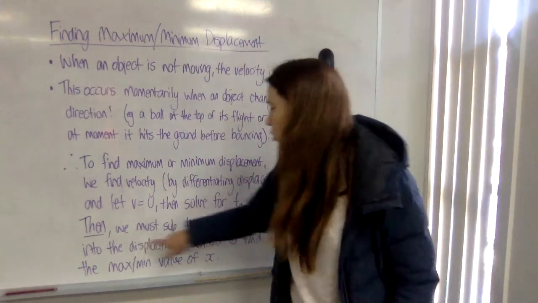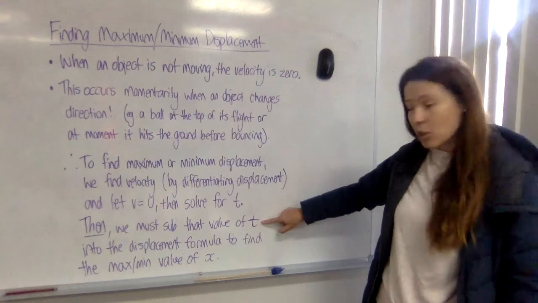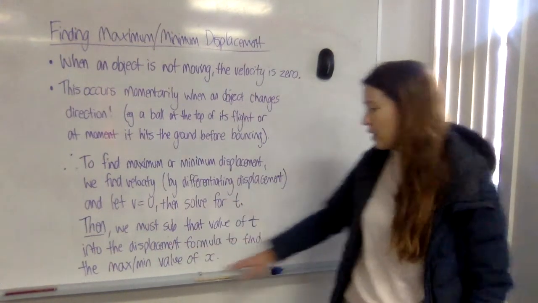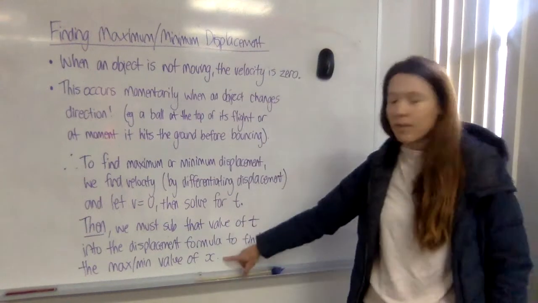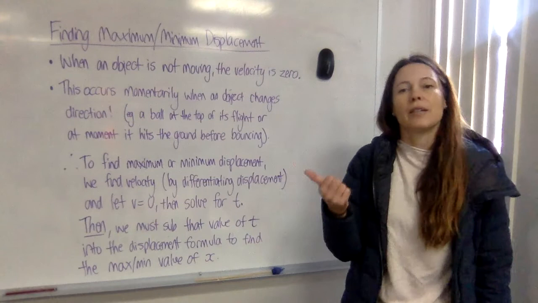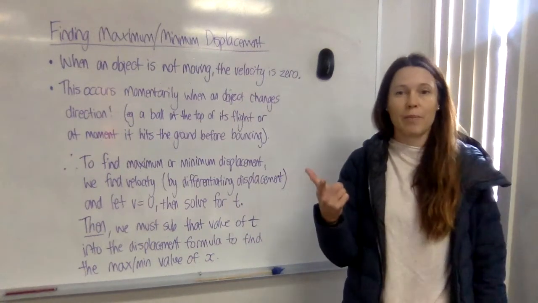And then you have to sub that value of t, which is a unit of time, back into your displacement formula to find what that actual maximum or minimum value of x actually was. So first step, find when it happened. Second step, find where it happened.